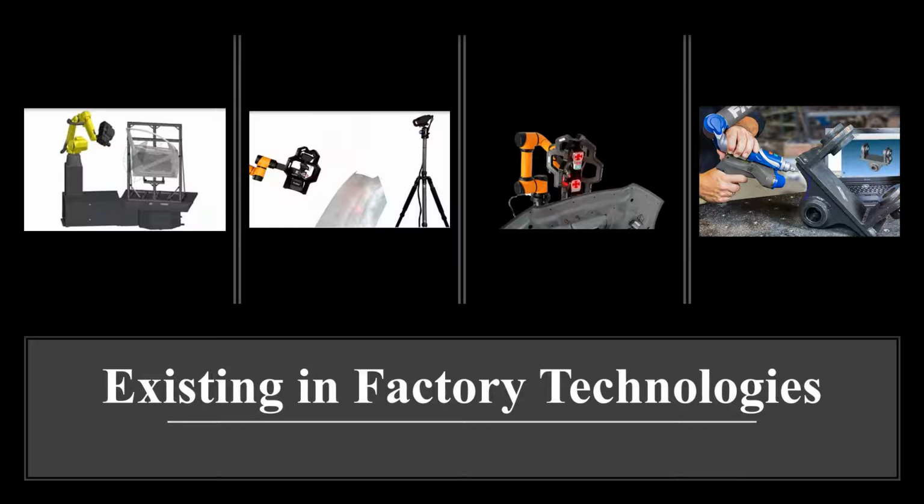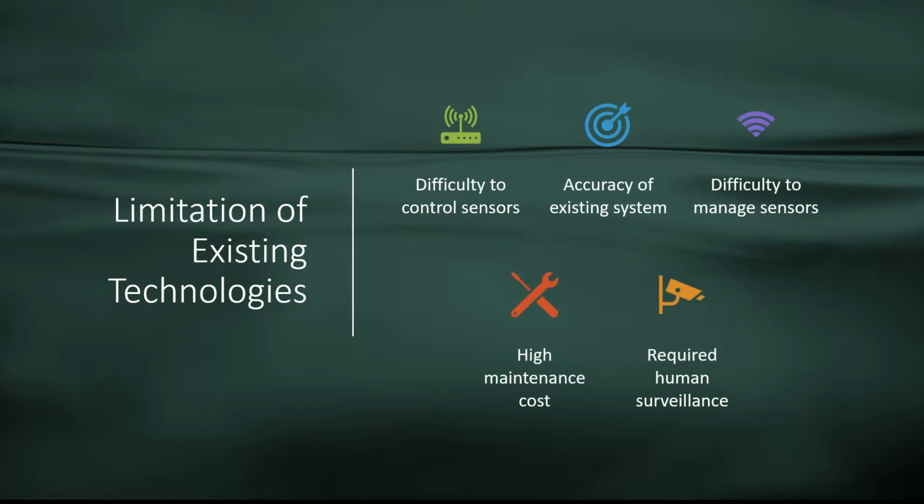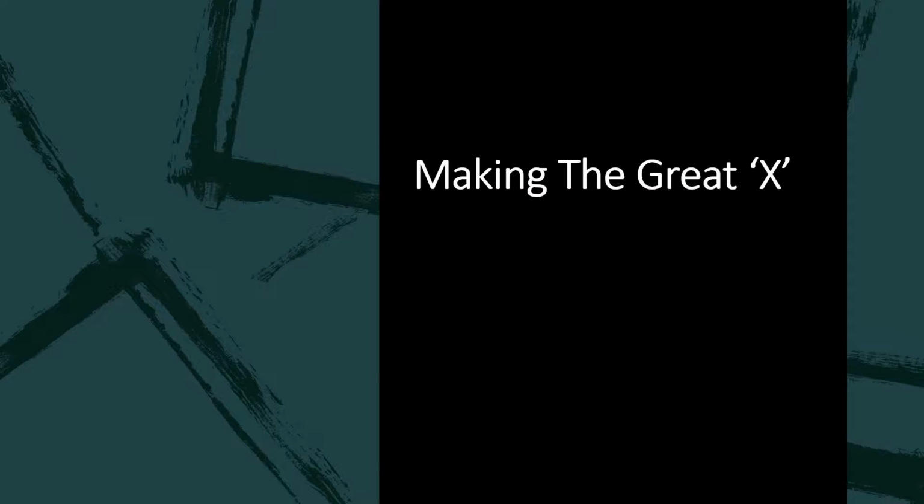These are the existing technologies used in the factory, which are mostly using the sensor technique. However, as said, these are sensors. When we are talking about sensors, it's difficult for us to control them, while the accuracy is also inconsistent. It's difficult to manage sensors because they are sometimes too small and sometimes we need to handle them with care. The maintenance also requires high cost. It's really expensive, and also some of the sensors require human surveillance.